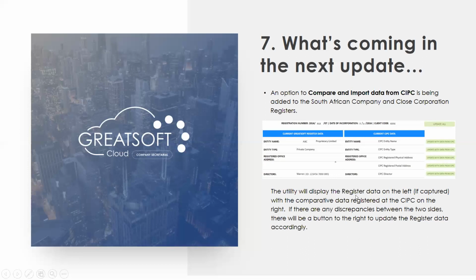At least it will save quite a bit of time if there are any changes. For example, if it's a new register, the left-hand side will probably be blank, so you will be able to just import each one of those items straight from CIPC. If there is already data on the GreatSoft register, if it's an existing company, there will be information on the left-hand side, and you will be able to update any changes. So if there's a change of the registered office address, but you haven't yet captured it on GreatSoft, you would be able to just click on the button on the right-hand side to process that change. That should also save quite a bit of time for users.